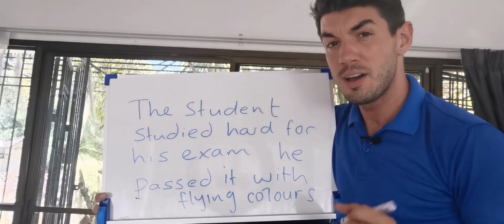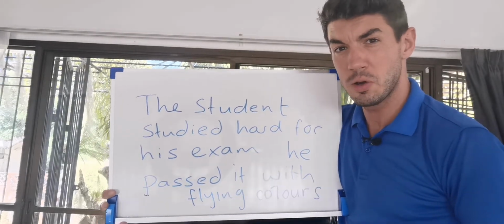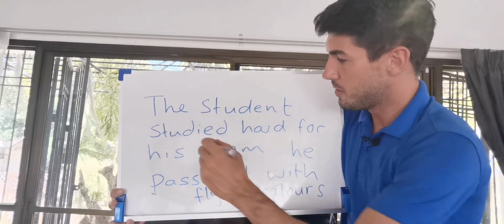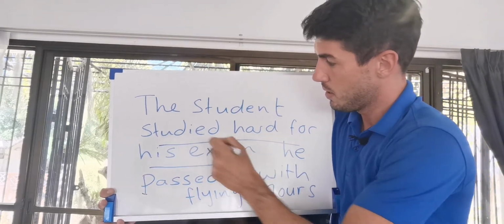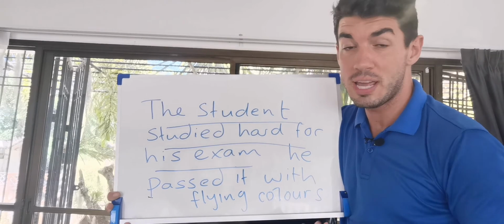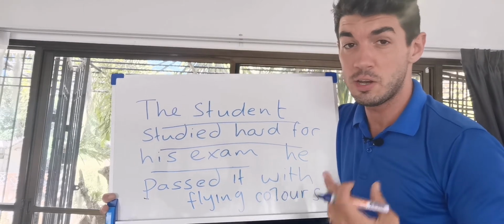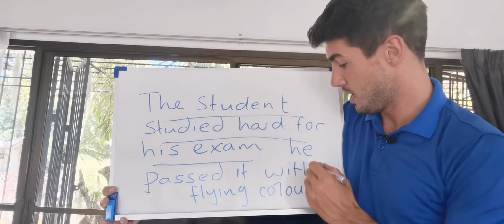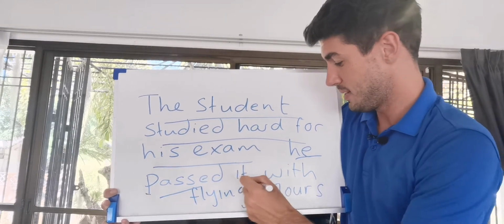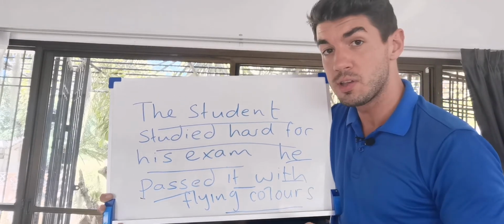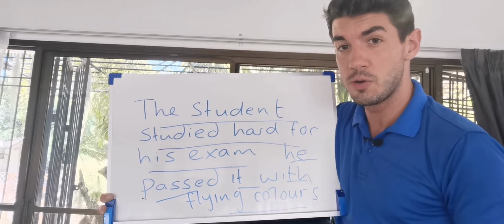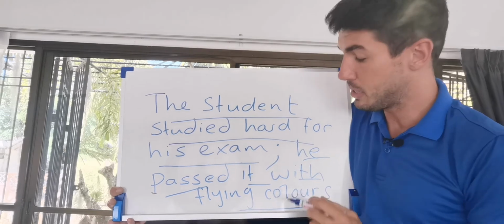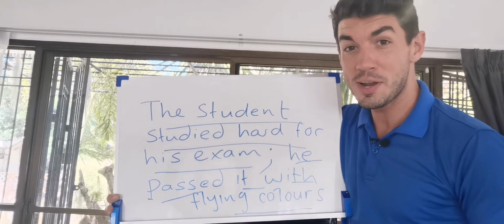Well, the first step is to identify the 2 independent clauses. The student studied hard for his exam. That is a complete thought. It could be a sentence. It could stand alone as a sentence if it wanted to. He passed it with flying colours could also stand alone as a sentence. So of course, if you said that the semicolon goes here, well done, you're correct.